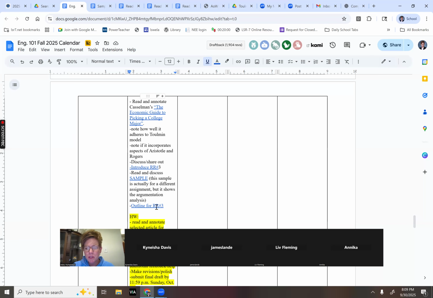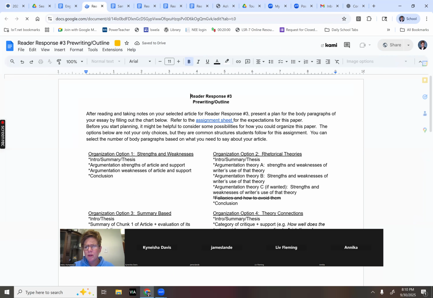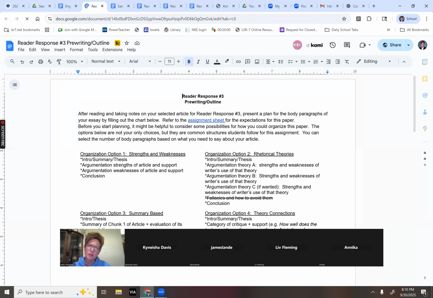To help you get started with this assignment, here is what we're going to take a look at. Just to help you get started with organization of this particular paper, because I think it can be a little bit tricky. It says, after reading and taking notes on your selected article, present a plan for the body paragraphs of your essay by filling out the chart below. Refer to the assignment sheet if you need to.